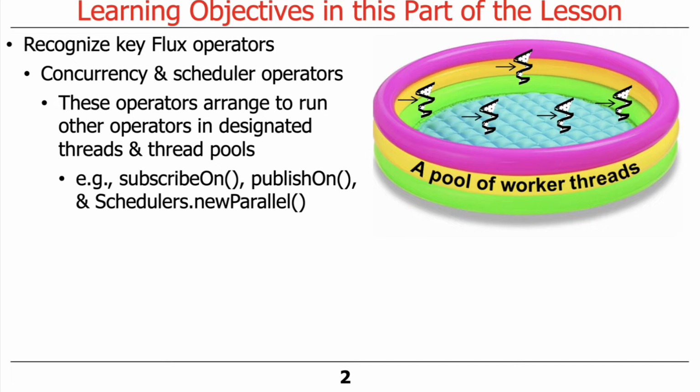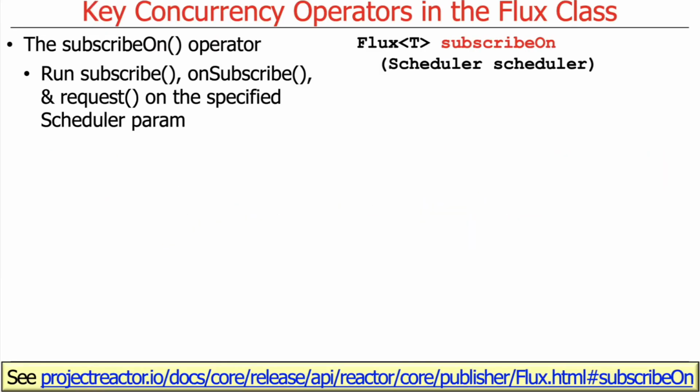So subscribeOn and publishOn are both methods that are part of the Flux class, but they're going to use a scheduler, and the scheduler we're going to look at here is Schedulers.newParallel, which is a factory method that returns a parallel scheduler. So let's talk about the subscribeOn operator first. Some of this will look a little familiar to you because it's very similar to what we saw with Mono.